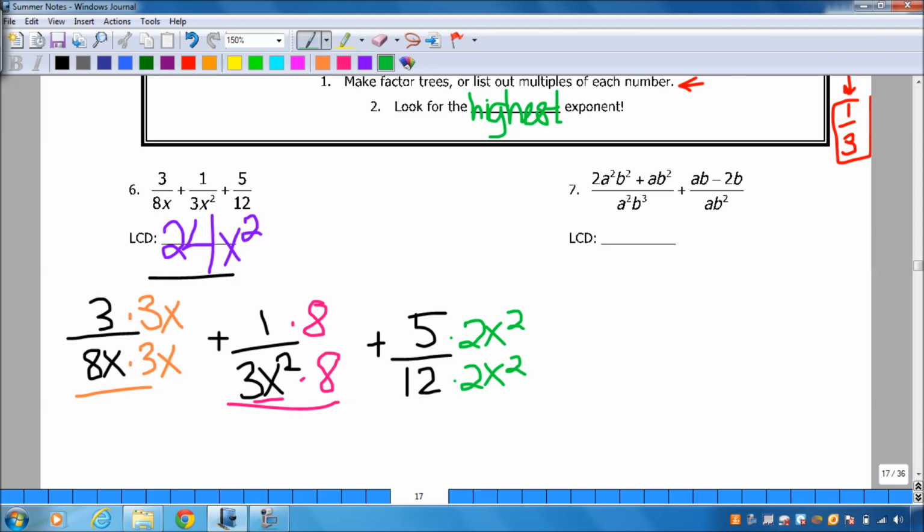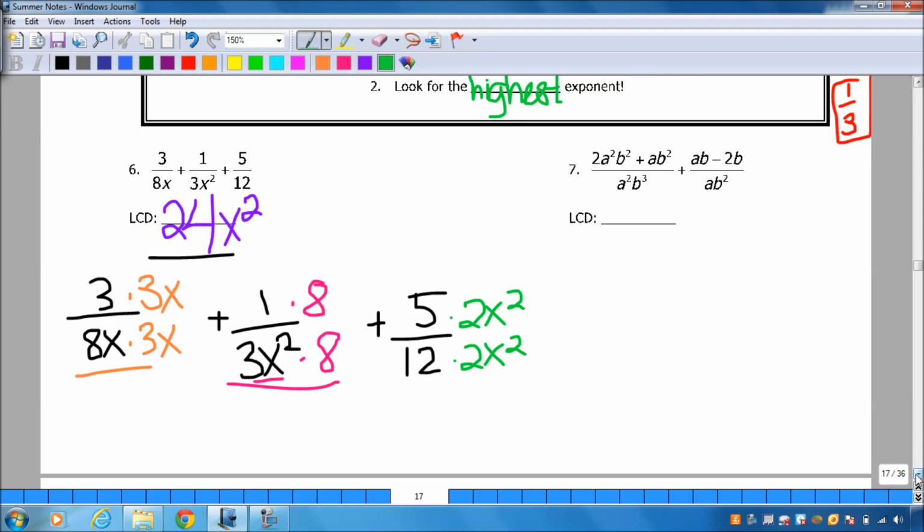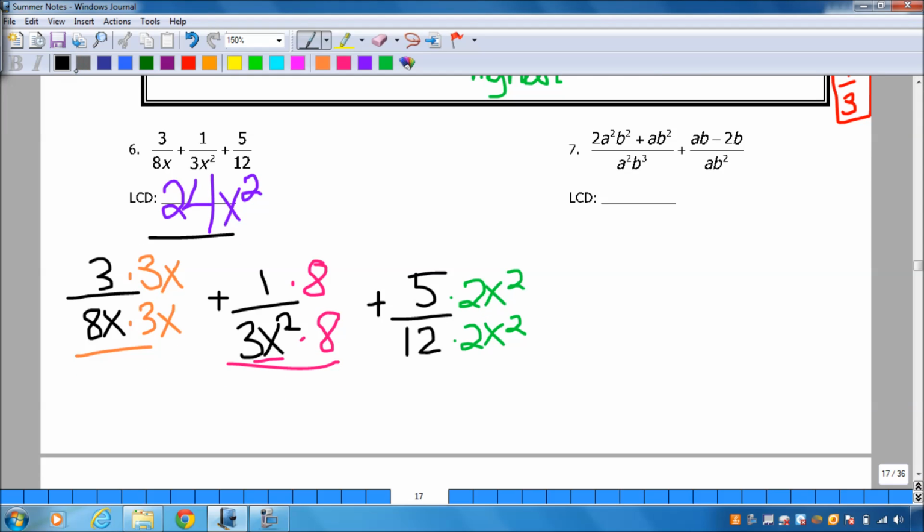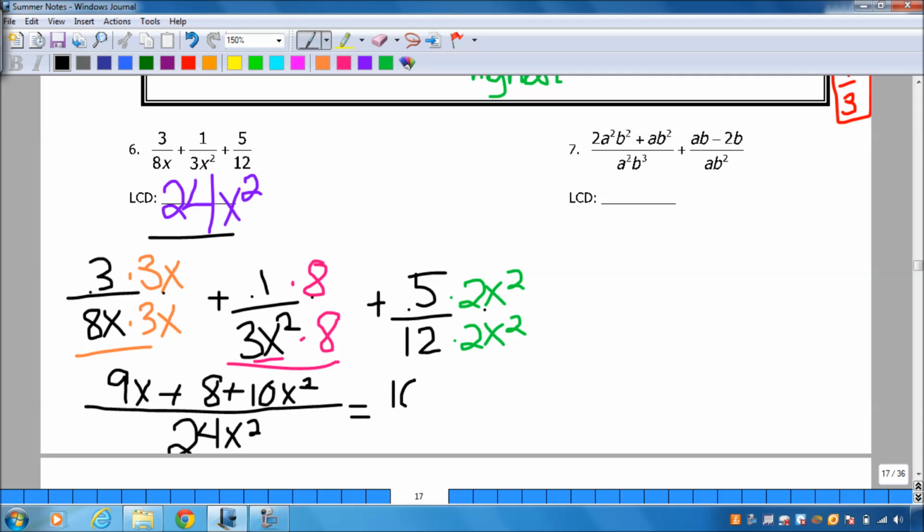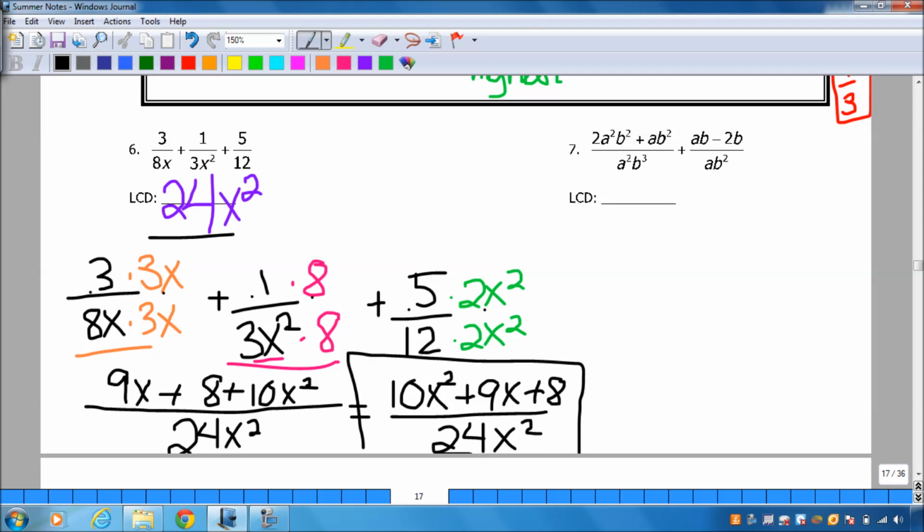So then I end up getting, I'm going to put this all together in one fraction. So I end up getting the denominator of 24x squared, right? So 3 times 3x is 9x, plus 1 times 8 is 8, plus 5 times 2x squared is 10x squared. Put it in descending order from the highest exponent to the lowest exponent over 24x squared. See if there's anything in common, anything that can be factored out in the numerator. There isn't, so this is my final answer.